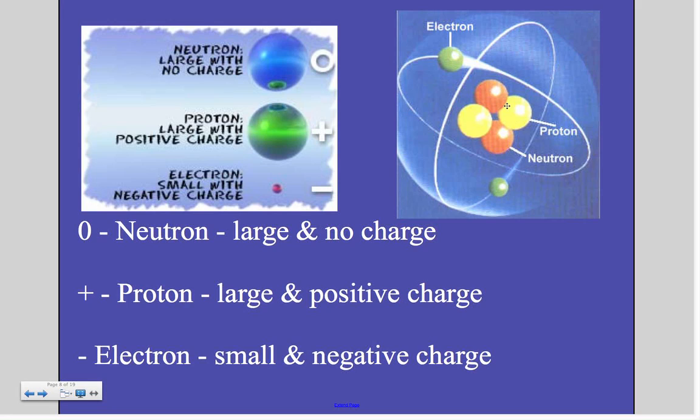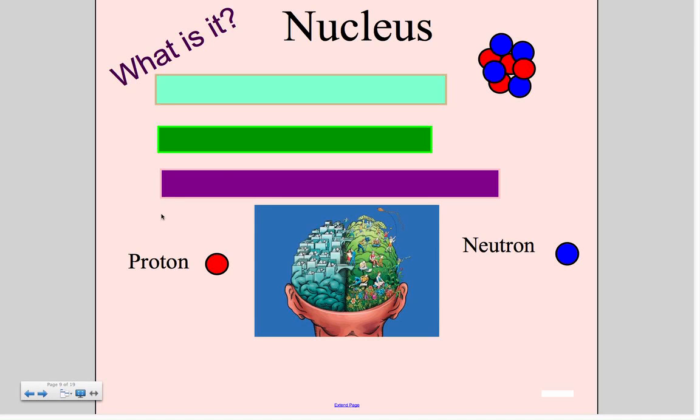And then the electron is small. It's very, very tiny compared to the other 2, and it has a negative charge, and it moves very quickly around the outer shell of the nucleus. So what is in the nucleus?